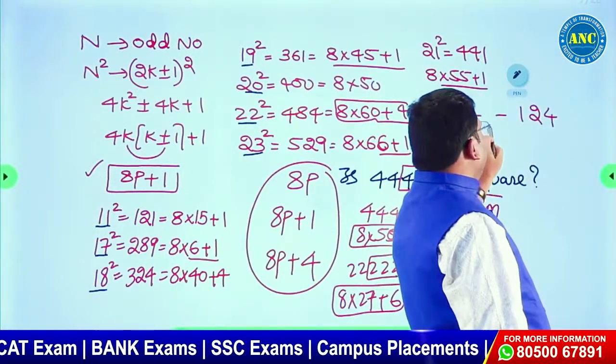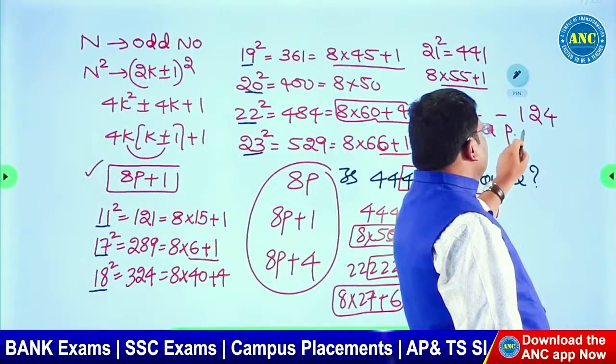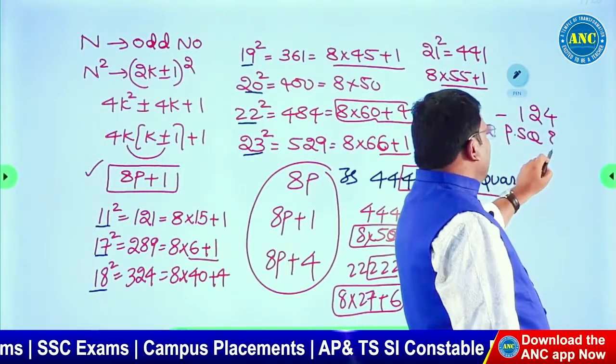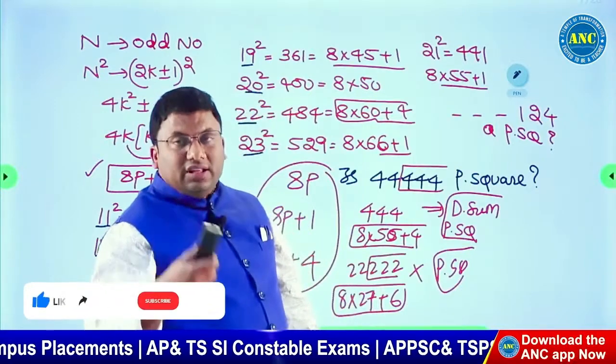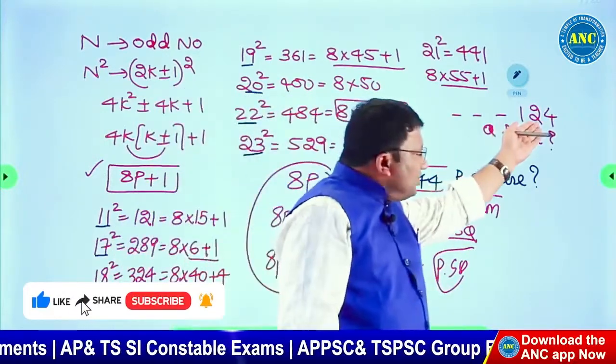Is it a perfect square? There is a 6-digit number which is ending with 124. Is it a perfect square? Tell me the answer. Four logic will happen.